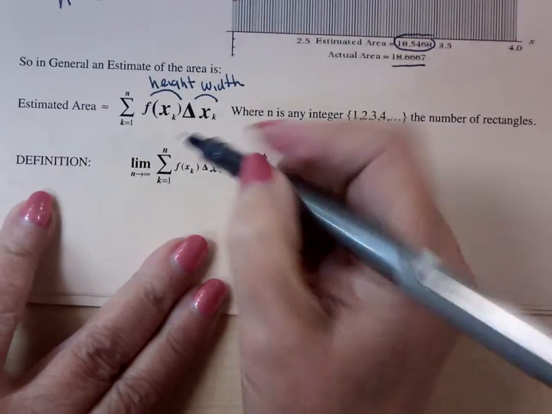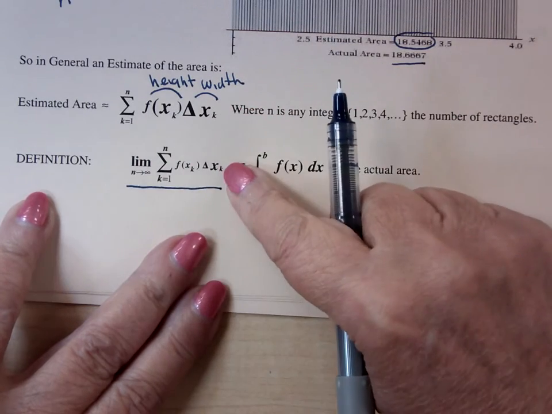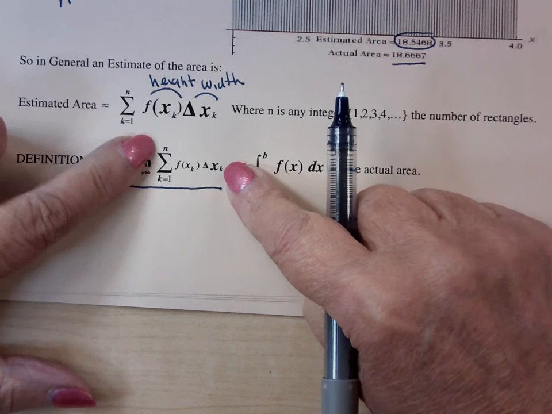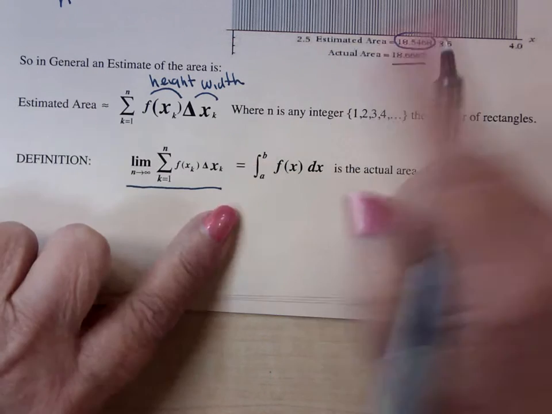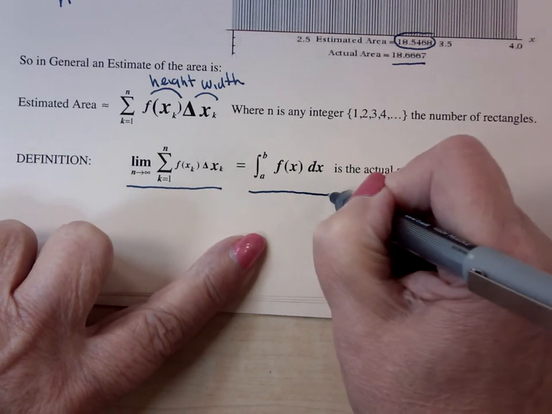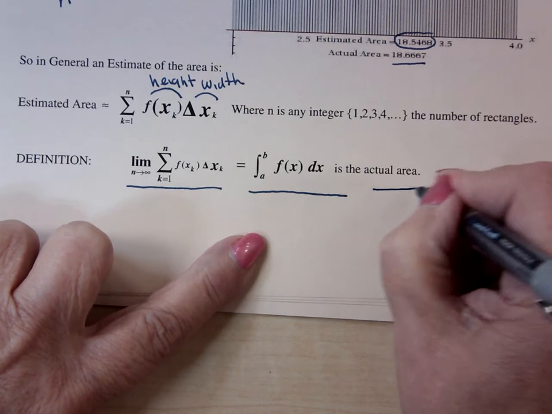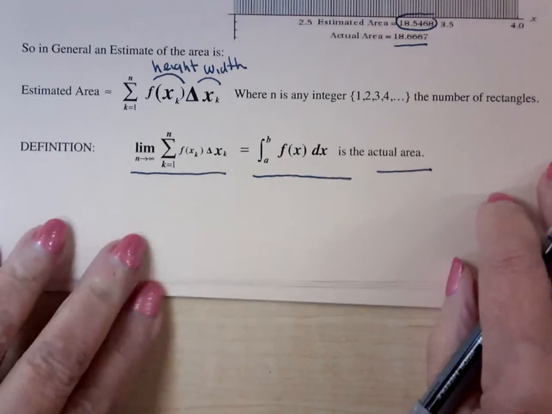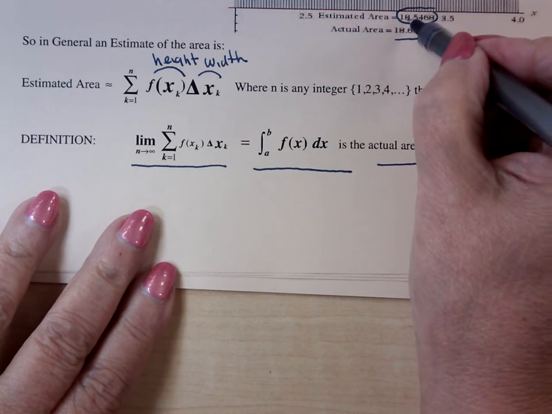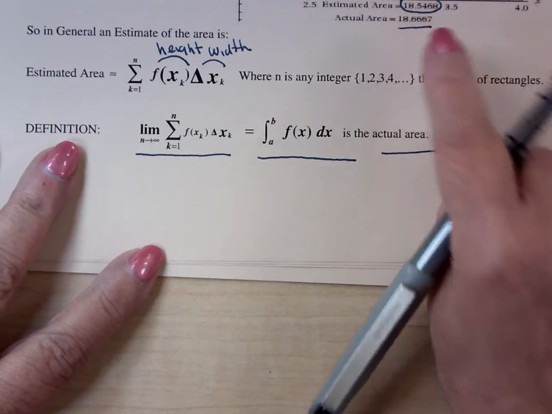Now in calculus, we're going to take the limit as this goes to infinity. As the number of rectangles becomes infinite, so it's going to be more than 100 rectangles, what it's defined to be is the definite integral from a to b of f of x dx. That is the actual area. So they told me the actual area is 18 3/4 or 18.667.